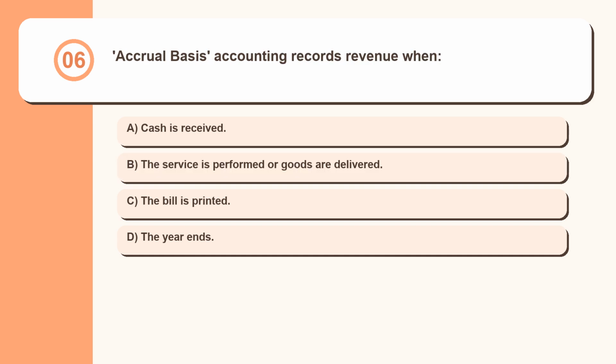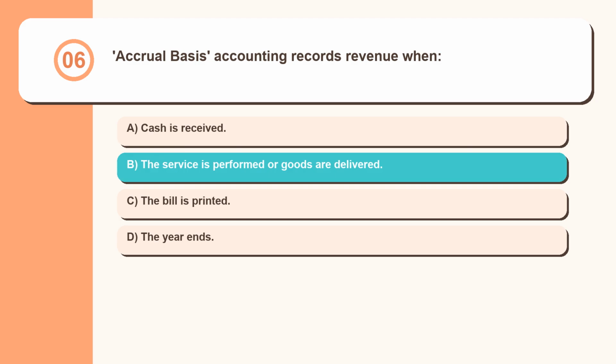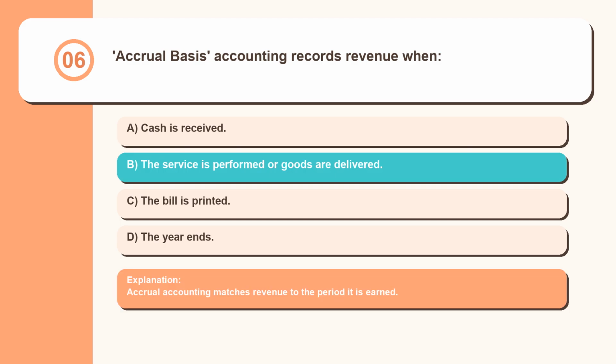Question 6. Accrual basis accounting records revenue when cash is received, the service is performed or goods are delivered, the bill is printed, the year ends. Accrual accounting matches revenue to the period it is earned.